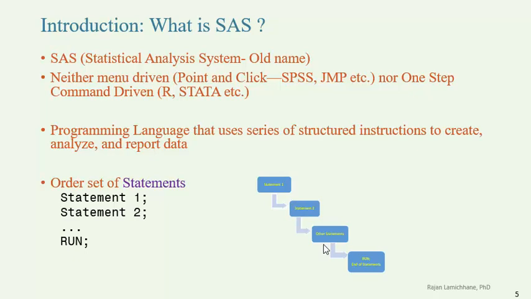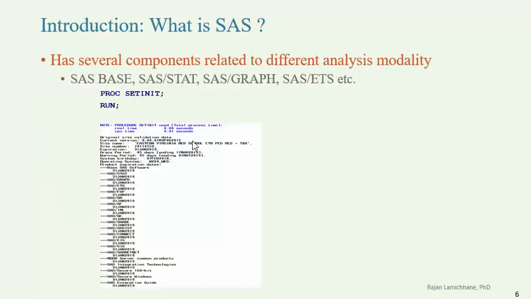SAS is composed of a series of instructions, also called statements, to create, analyze, or report the data. So you can think of SAS as a paragraph of multiple statements. SAS is an ordered set of statements. This means it has multiple statements, statement 1, statement 2, statement 3, and so on. When it processes, first it starts with statement 1, then it moves to statement 2, then statement 3, and so on. So it cannot jump from statement 1 to statement 3. It has to follow in order.